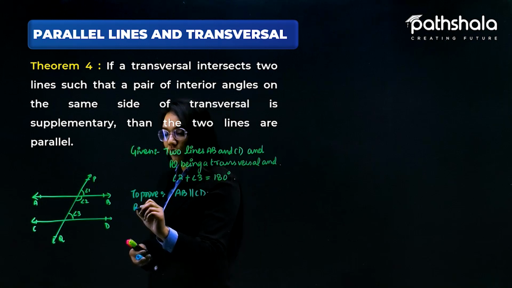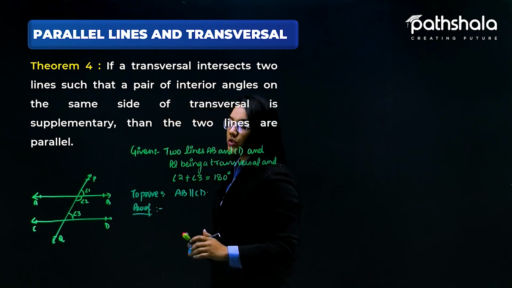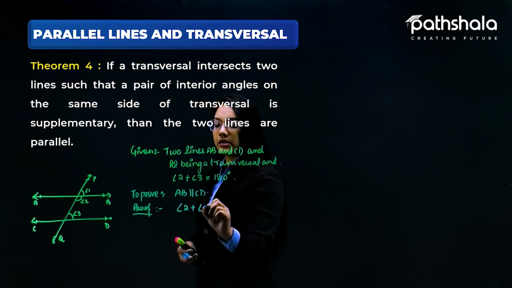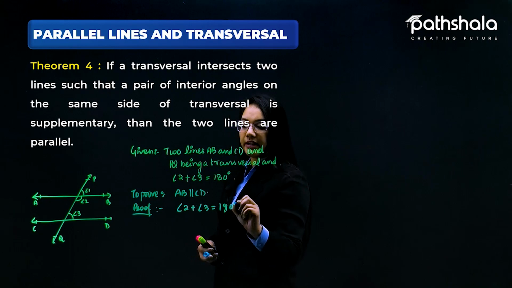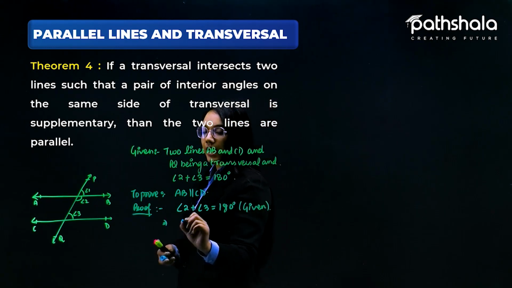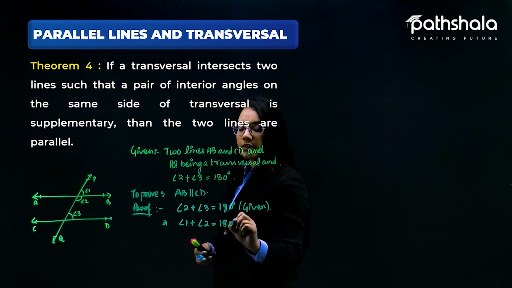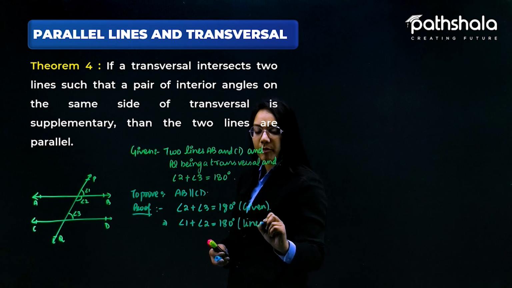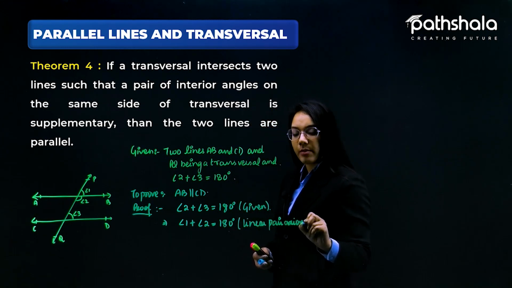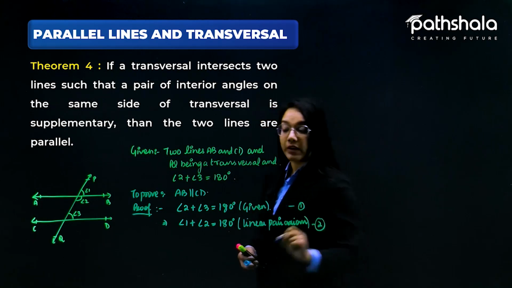Now let's start the proof. First of all, what can we say about the angles? As you can see over here, we know that angle 2 plus angle 3 is equal to 180 degrees. This is already given to us. Furthermore, we can say that angle 1 plus angle 2 is equal to 180 degrees. Why? Because they form a linear pair. By the linear pair axiom, their sum is 180 degrees. Let us call these equations 1 and 2.